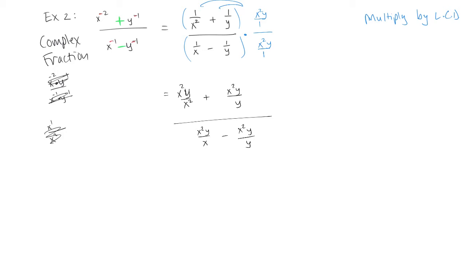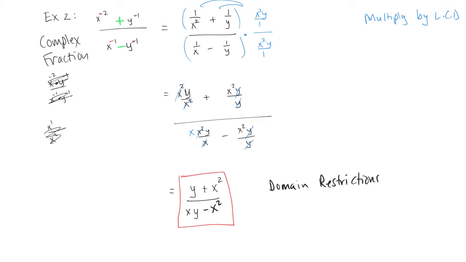Okay, and now we can simplify everything. Because I chose the LCD, every single place I have a fraction, it will simplify. So then this ends up being y plus x squared all over xy minus x squared. Okay, so that's our simplified expression, and then we need to do our domain restrictions.